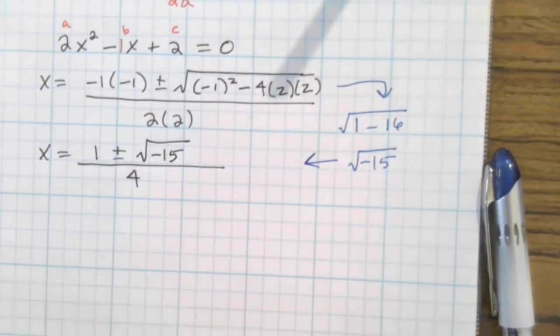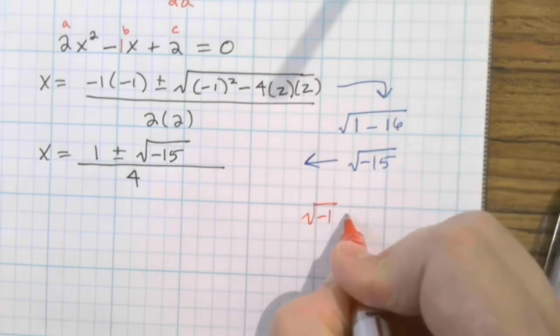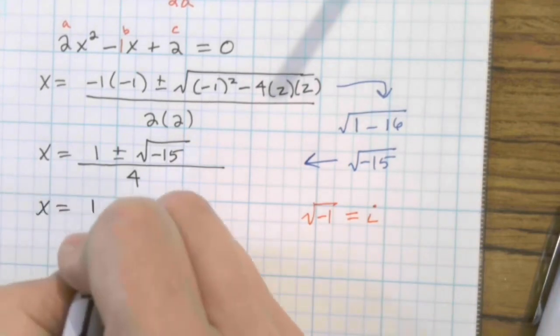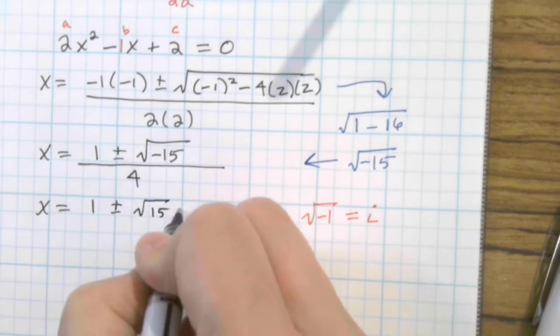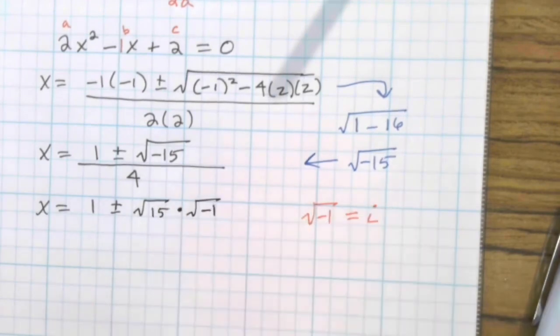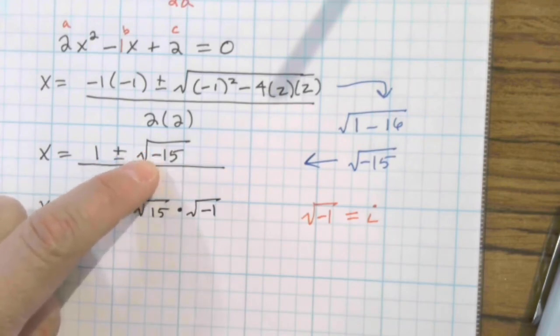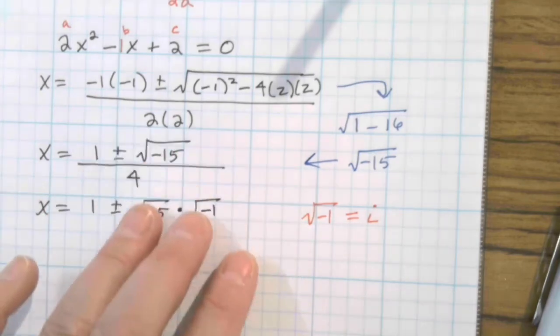Now, if you get a negative under a radical, remember that the square root of -1 is always an i. So you separate out the radical into square root 15 times square root of -1. That's one of the properties you learned, that you can always split a radicand into two different radicands, factors of the original.